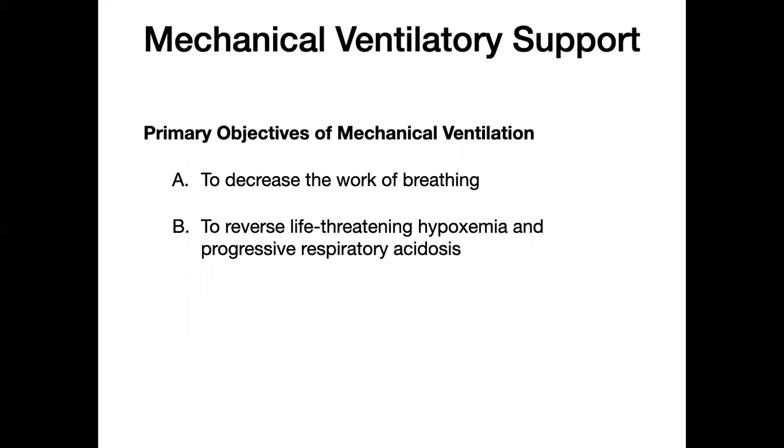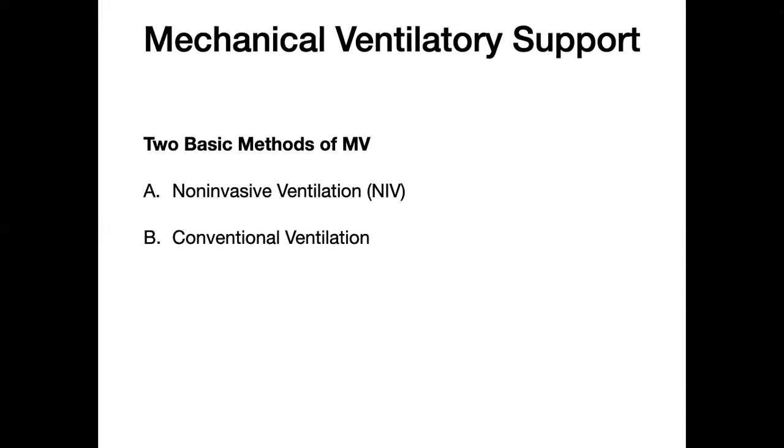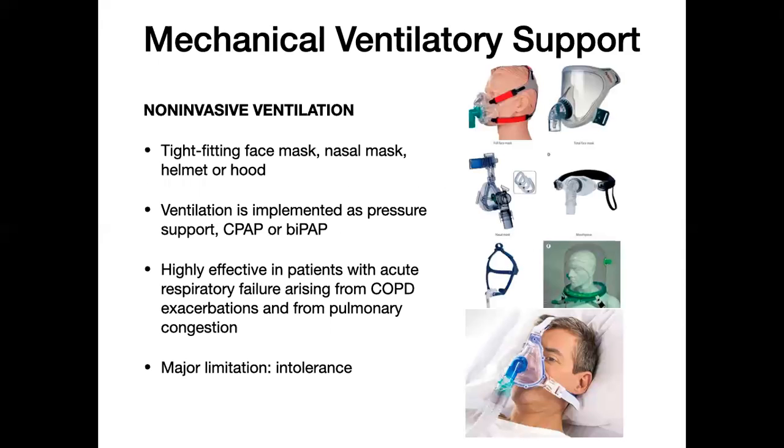The primary objectives of mechanical ventilation are to decrease the work of breathing and to reverse the life-threatening hypoxemia and progressive respiratory acidosis. So there are two basic methods of mechanical ventilation. The first one is the non-invasive ventilation, or the NIV, and the next one is the conventional ventilation. For the non-invasive ventilation, we utilize for the patient interface a tight-fitting mask.